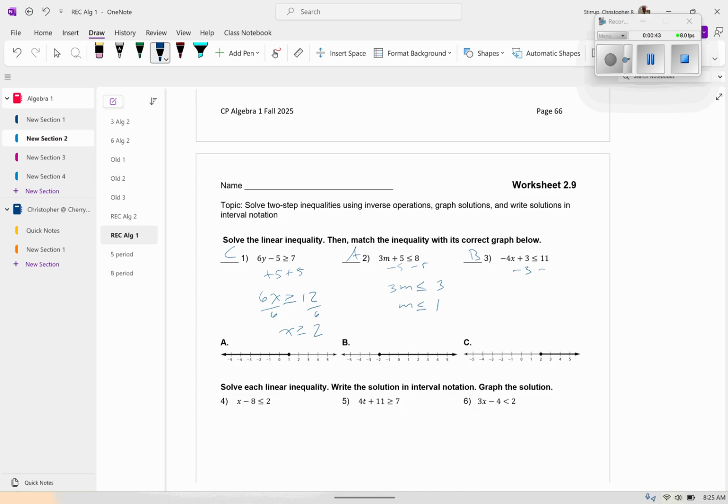But if you showed the work for it, you're going to make this. Divide each side by -4. And flip the sign. There it goes.